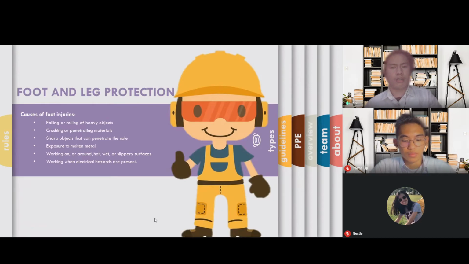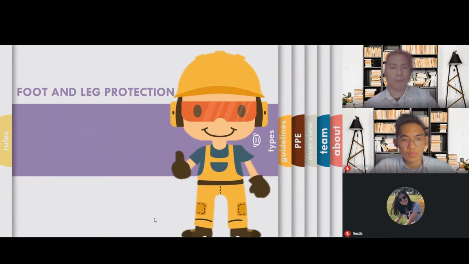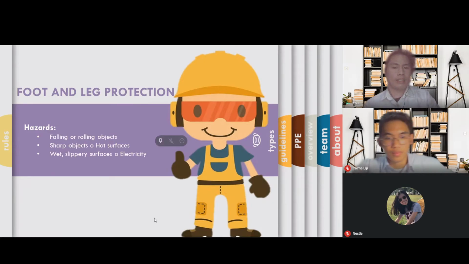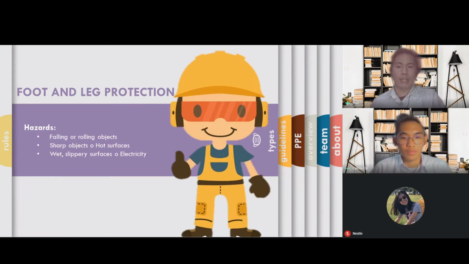present. So, ano nga ba yung purpose ng foot and leg protection? Ang purpose ng foot and leg protection is to protect feet against a wide variety of injuries and impact and compression and puncture. Ano nga ba yung mga ganyan? So, ito yung mga hazard yan. Falling or rolling objects, sharp objects or hot surface, and wet and slippery surface or electricity.